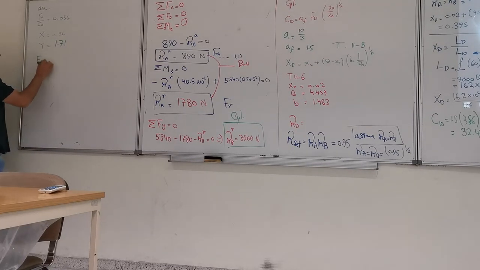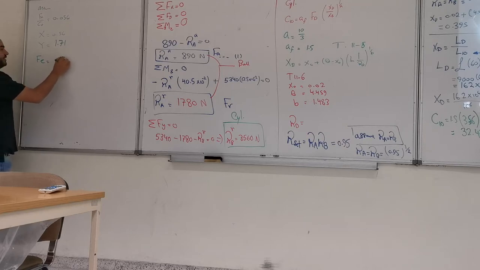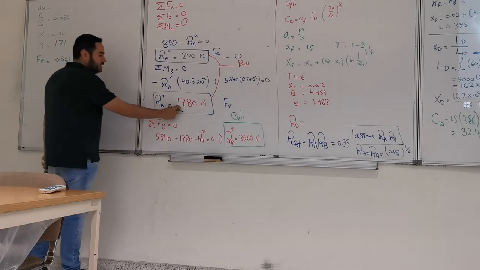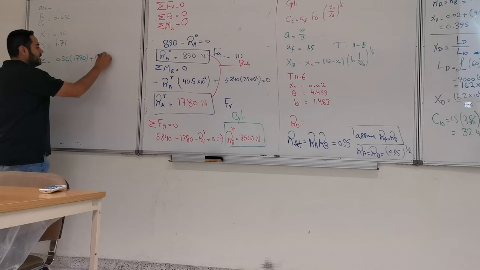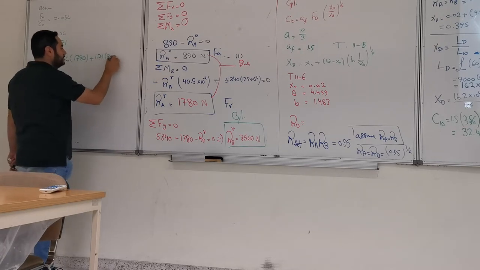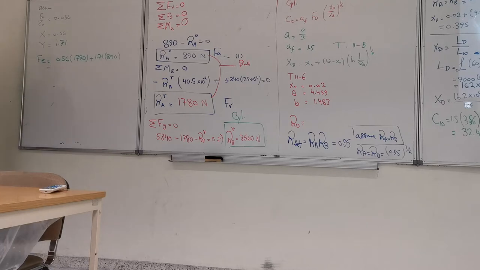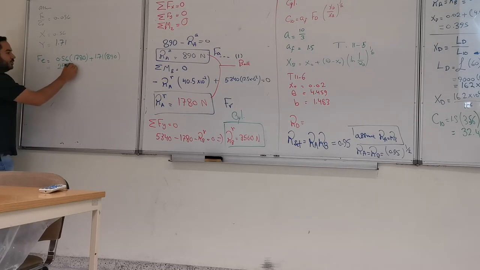So now I can calculate the equivalent load. 0.56 times the radial load. What was the radial load on A? 1,780. Plus 1.71 times the thrust load, 890. Find me the equivalent load. Now we are looking at bearing A. So what is the equivalent load? 2518.7 newton. So I can have this as 2.52 kilonewtons. Now I calculate C10.